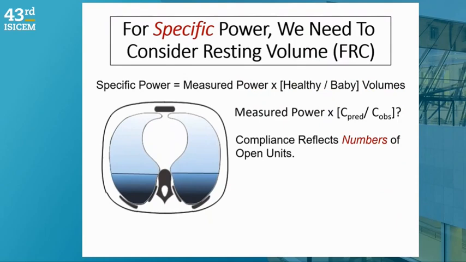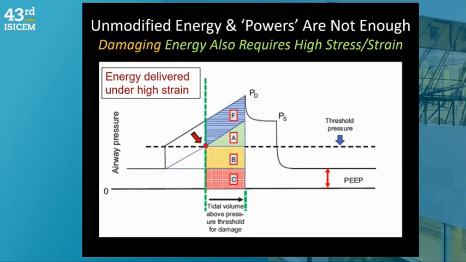Unmodified energy and power are not enough. Damaging energy also requires a high stress and strain threshold to be crossed. Let's say we have a pressure, an alveolar pressure, that's high enough as we raise the volume close to it and get to that point. Any further volume increase and pressure increase delivers an energy, a potentially damaging energy, that's quite different than what we currently measure as the general power.